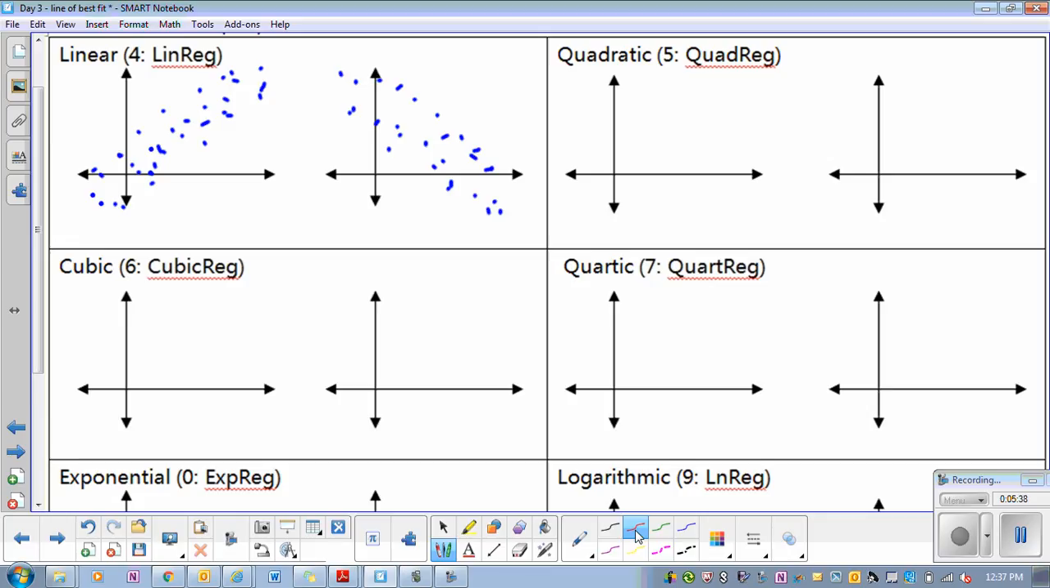So quad reg, and you know what? Quad reg and quart reg, I want you to write it on the side. I think you guys have more room on the side here. These are called the powers. The quad reg and the quart reg, those are the powers. So they may refer to these as powers functions.